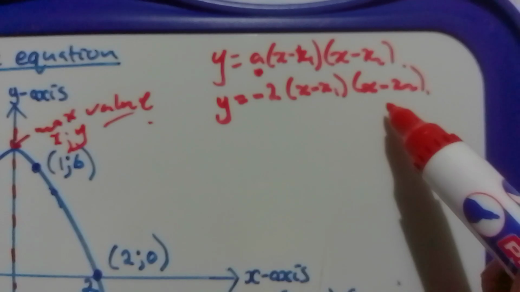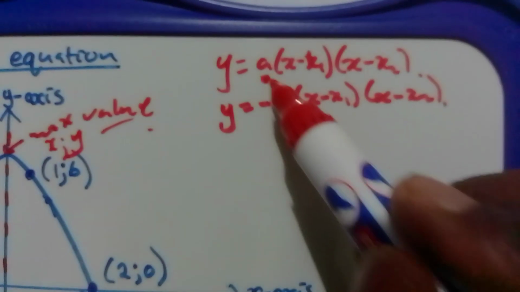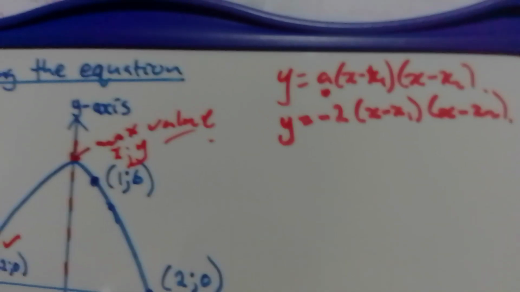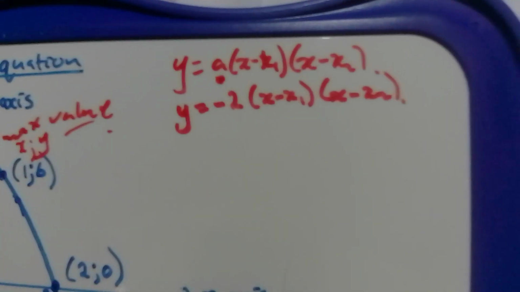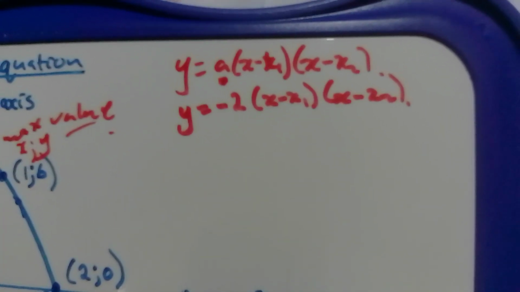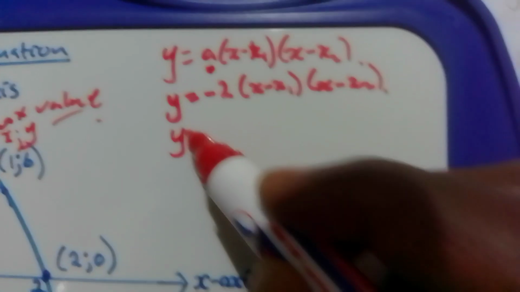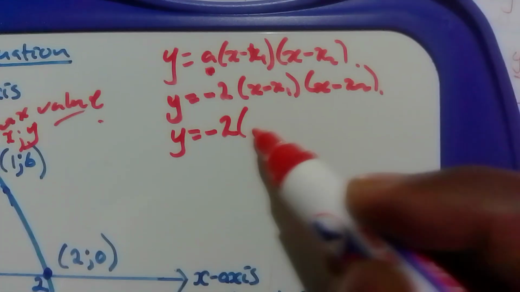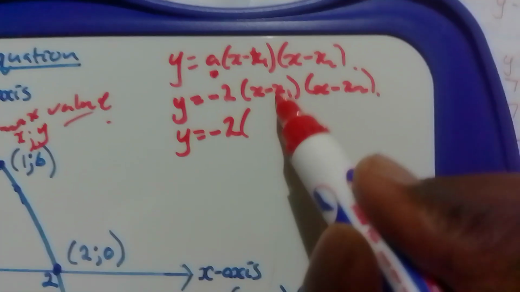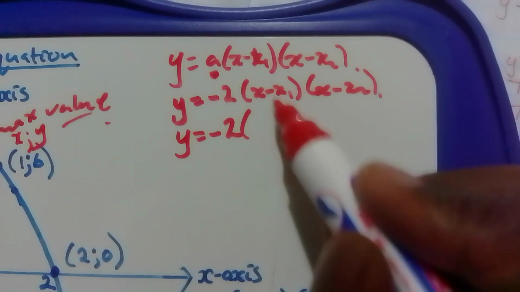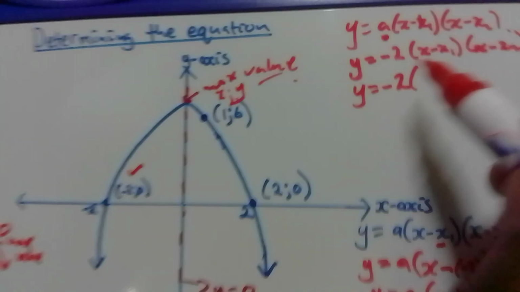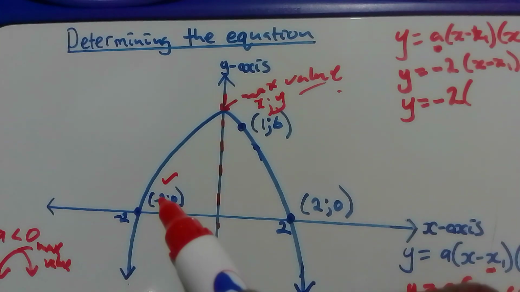So now we need to determine the equation, because we haven't determined the equation. We only managed to find what? We only managed to find a. And in order for us to find the equation, now we say y is equals to negative 2. Then we open the bracket. Now we know that we must put the what? The x-intercept, which is smaller. But we don't have to come and repeat writing this negative 2.